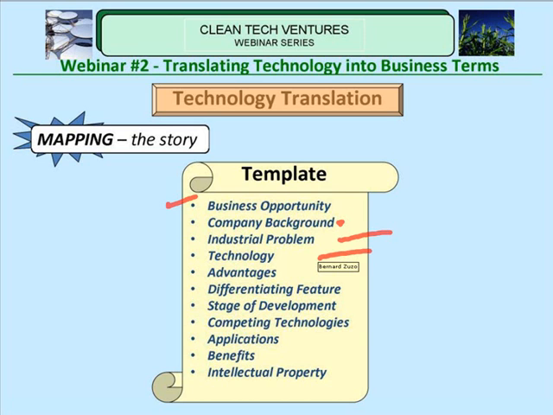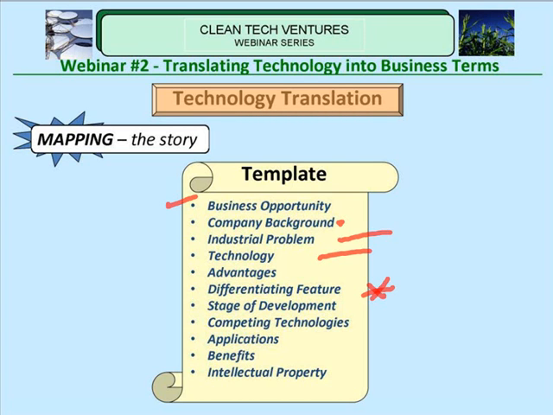The differentiating feature is probably the most important section of a description. There are many products out there. Why is one product better than another? There are many technologies that compete. These are new cutting-edge technologies. Why is yours better than another technology? This is the most important section in a description.